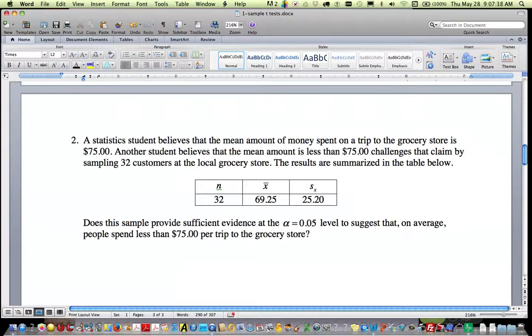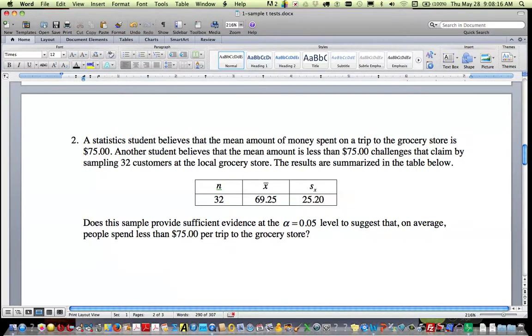Okay, and this one says a statistics student believes that the mean amount of money spent on a trip to the grocery store is $75. Another student believes that the mean amount is less than $75, and he challenges the claim by sampling 32 customers at a local grocery store and asks them, how much money did you spend? And the results are summarized in the table below. All right, so he sampled 32 people. He found that the mean amount of money that they spent on groceries was $69.25, and the standard deviation of those 32 people was 25.2.